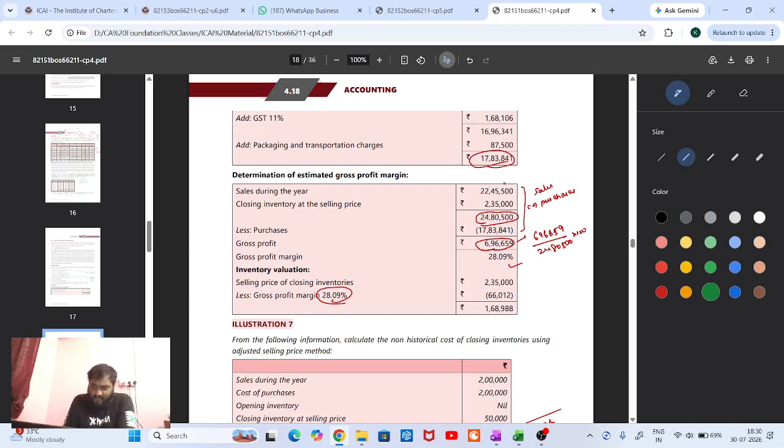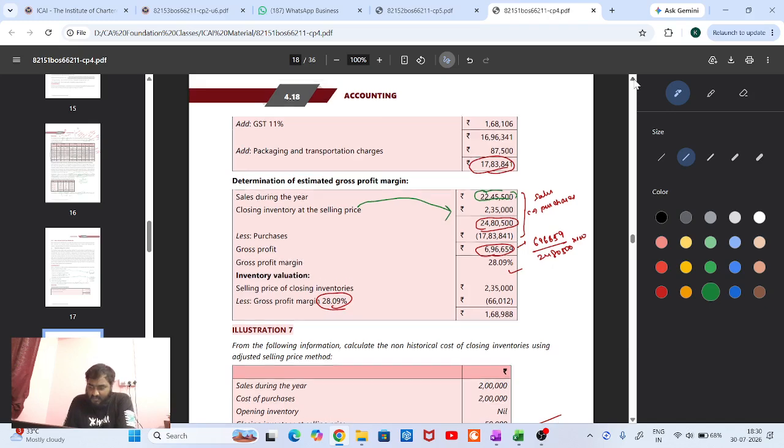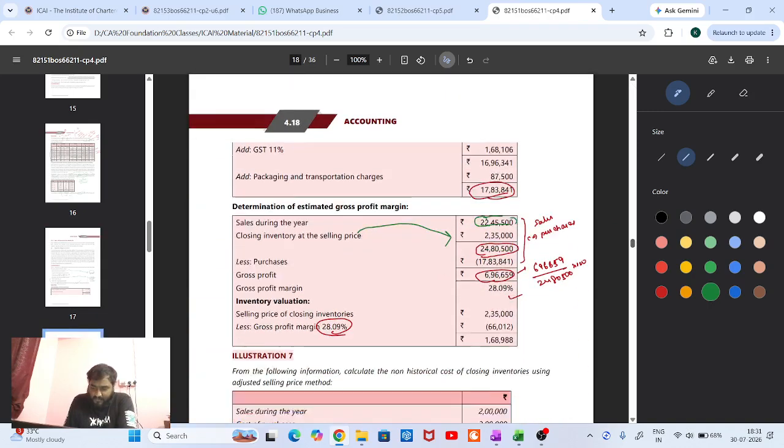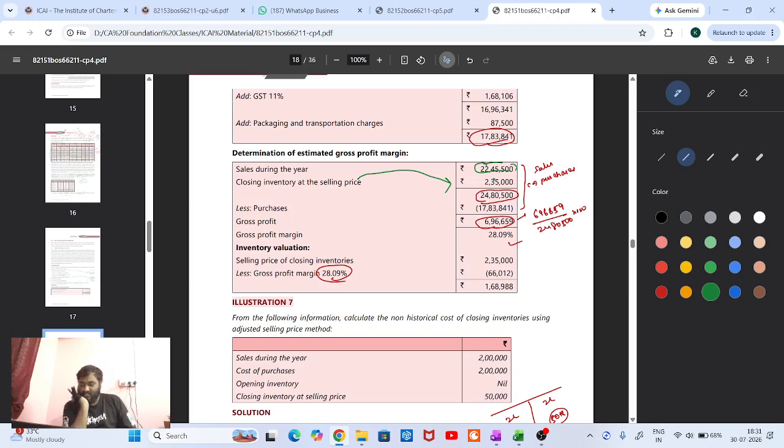Where is 22 lakh 45,500? This is the sale during the year. Closing stock of inventory at selling price is 2 lakh 35,000. Don't you think there is some logic missing here? And add to this, there will be some value here, minus purchases. Sir, why are we subtracting purchases? Because we are basically doing sales minus purchases equal to gross profit.